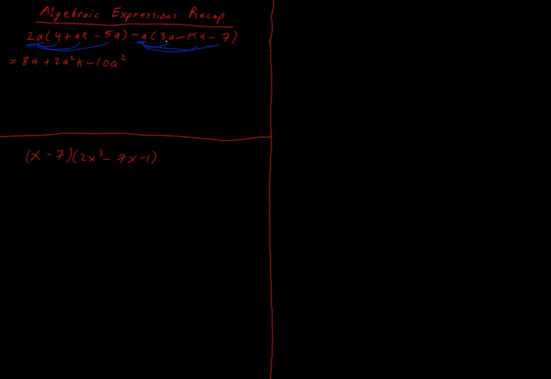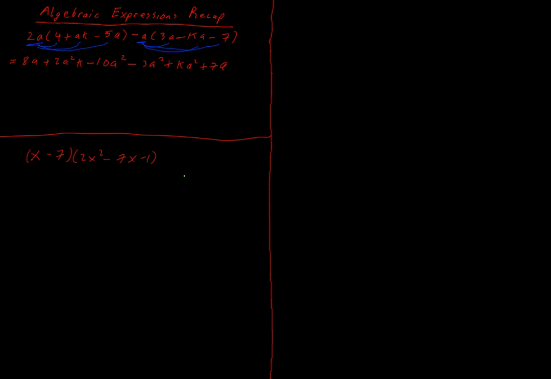minus a multiplied by plus 3a. So minus multiplied by plus is going to give us minus. 1 multiplied by 3 is going to give us 3, and a multiplied by a is going to give us a squared. Minus a multiplied by minus ka: minus multiplied by minus is going to give us plus. a multiplied by ka is going to give us k a squared. Minus multiplied by minus is going to give us plus. a multiplied by 7 is going to give us 7a.